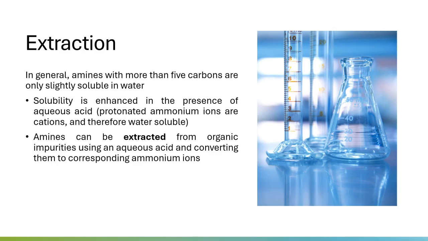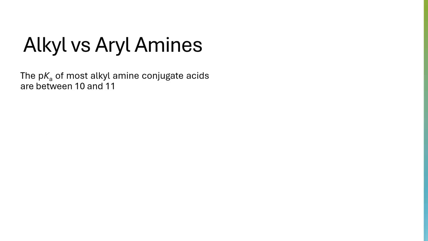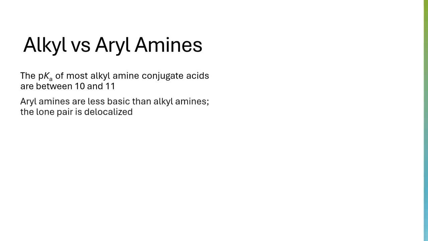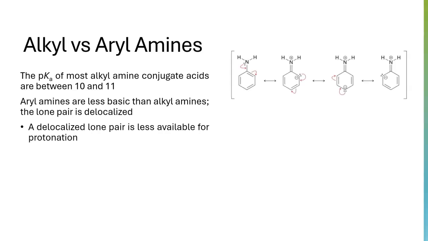Alkyl versus aryl amines. The pKa of most alkylamine conjugate acids is between 10 and 11. Aryl amines are less basic than alkylamines. The lone pair is delocalized. The delocalized lone pair is less available for protonation. The presence of electron withdrawing groups also decreases basicity.